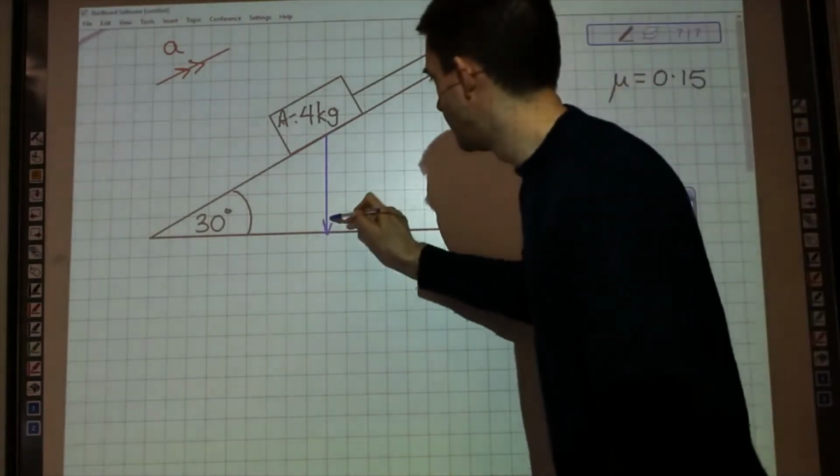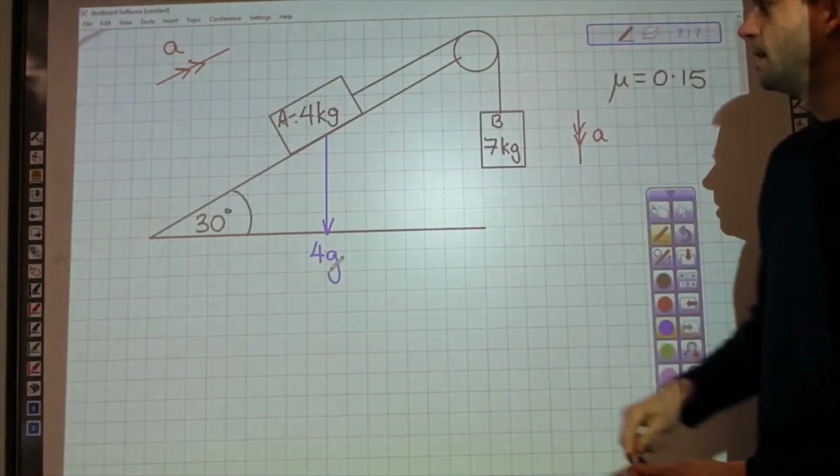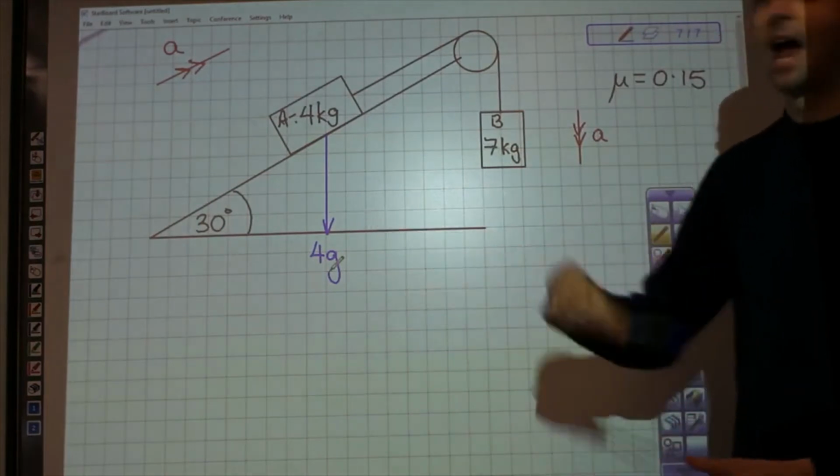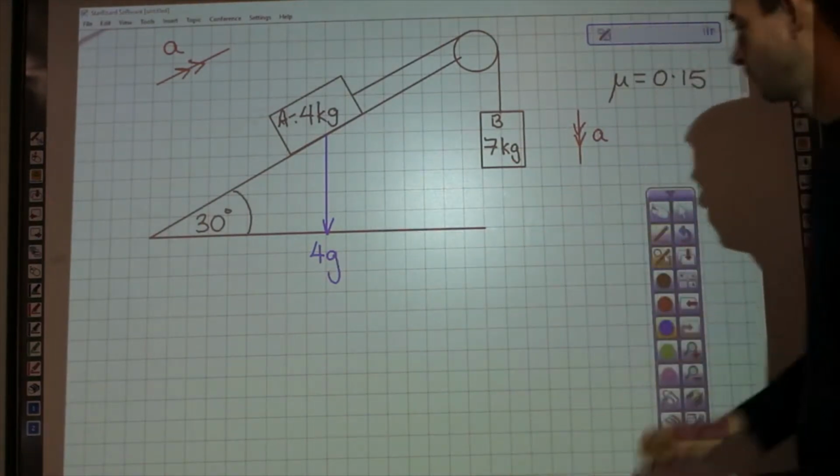Now the weight of A acts directly vertically downwards, and it's 4g: mass times gravity, 4 times g. And remember that g in maths is 9.8. We'll come to that later on.